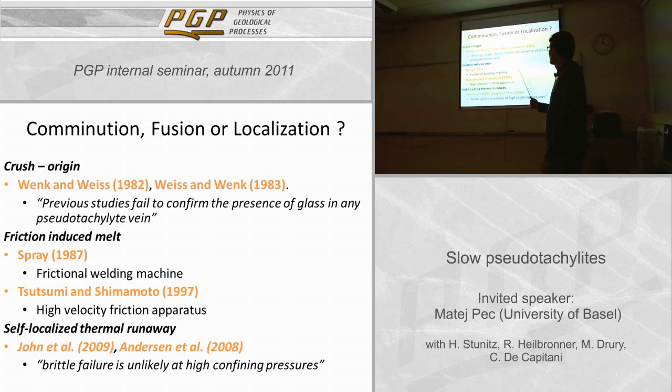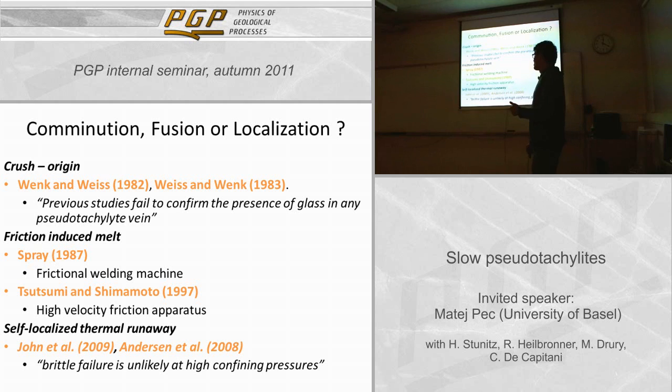Wenk, and Weiss and Wenk, actually pointed out that previous studies failed to confirm the presence of glass in any pseudotachylite vein in the 80s. They were arguing that extreme comminution can actually form such small grain sizes that it appears glassy on the outcrop scale. It was argued for a long time, based on field evidence, whether the pseudotachylites really formed through frictional melting or whether they are a result of extreme comminution.